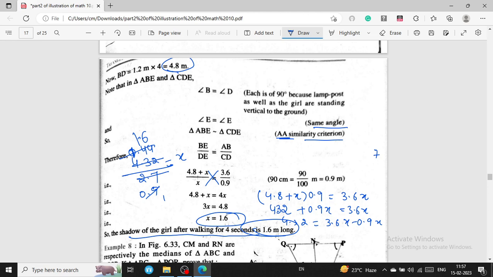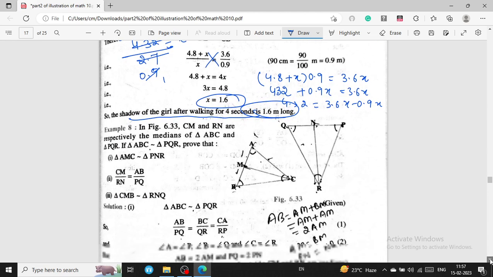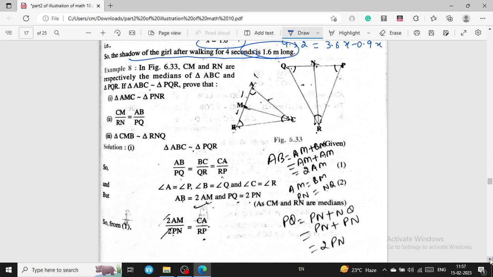Now the next example is in figure 6.33. In this figure we have given CM and RN are respectively medians, because these are the centers of the lines AB and PQ. They are medians of triangle ABC and triangle PQR.